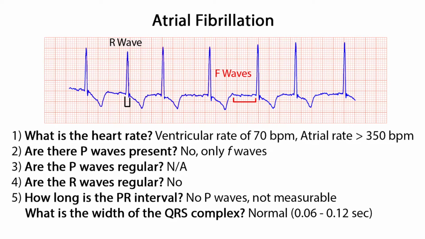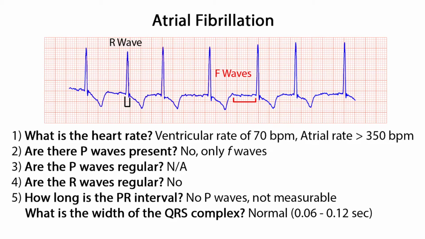Number 2, are there P waves present? No, only fibrillatory or F waves. The atrial rate is impossible to determine, but is very fast, most certainly greater than 350 beats per minute. Number 3, are the P waves regular? There are no P waves, so this doesn't apply.